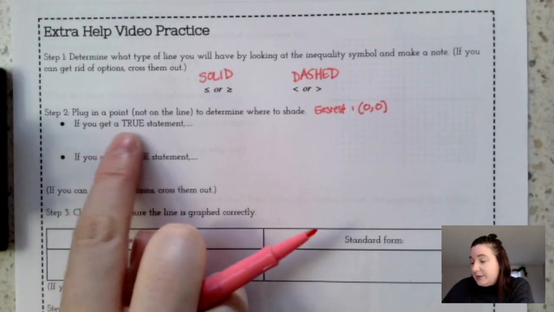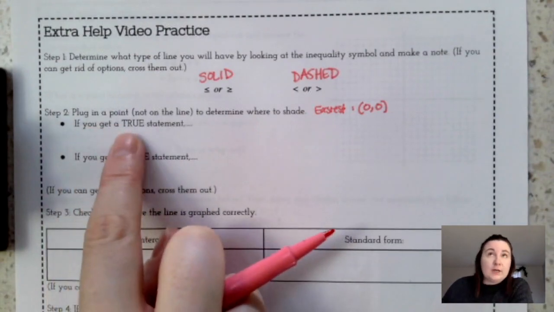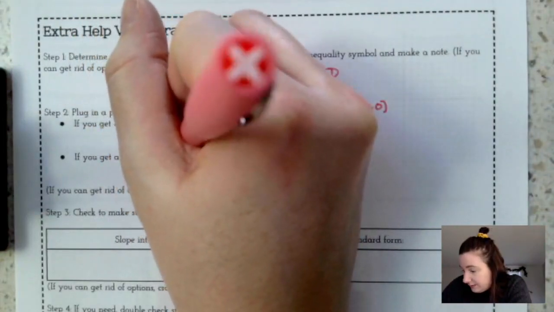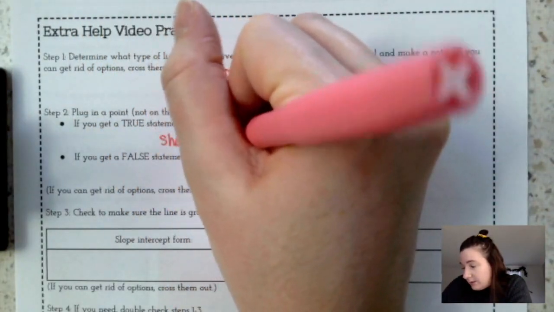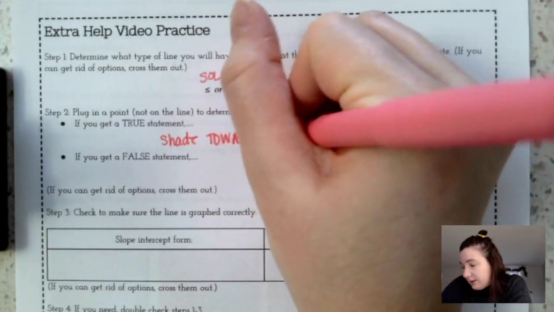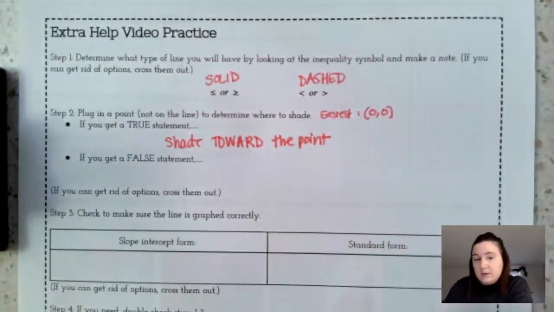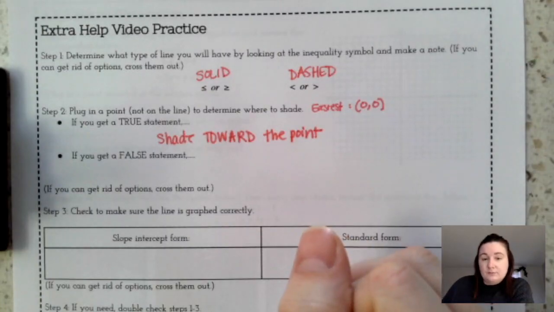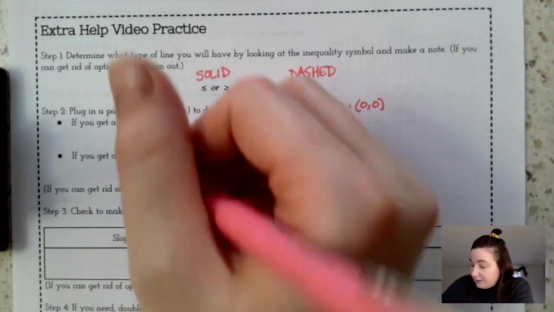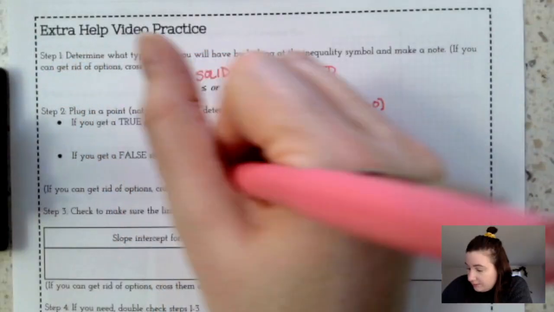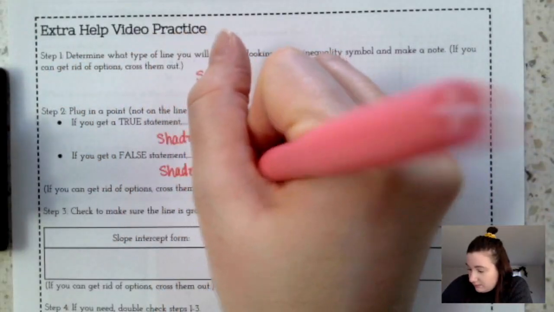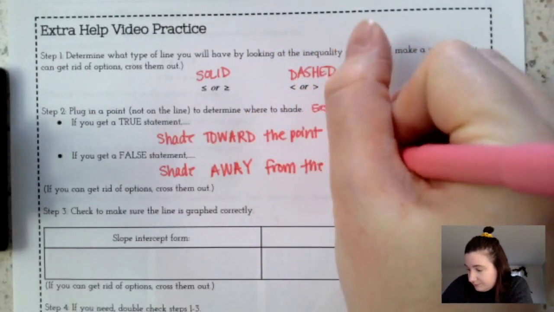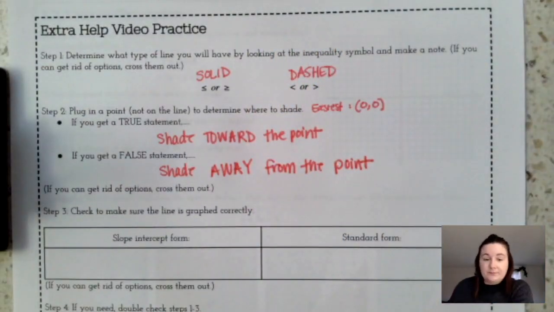If when you plug it in you get something that's true, like 4 is less than 6, then you want to shade toward the point. So you're going to shade on the same side as the point. If it's false, you are going to shade away from the point, so on the opposite side.